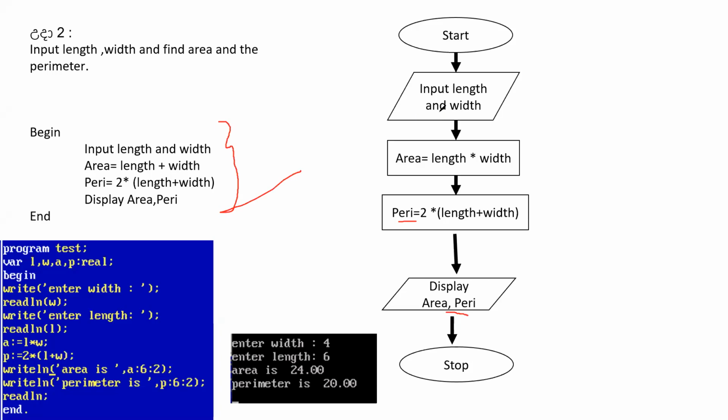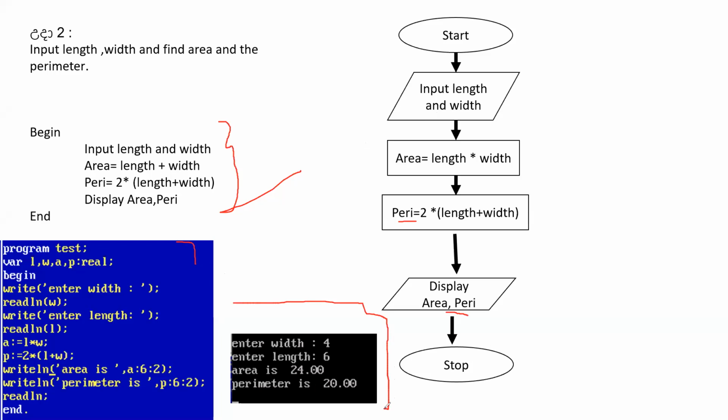So input length and width, then area equals length plus width. Perimeter is 2 into within bracket length plus width. Then display area and the perimeter. Now I have used this Pascal program, and I have mentioned the output screen also to tell something about this part.